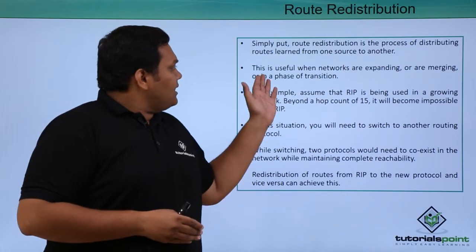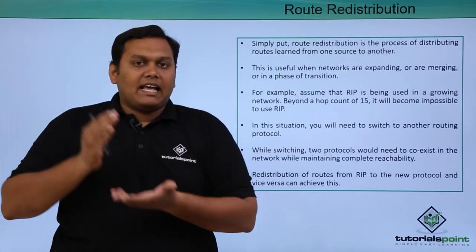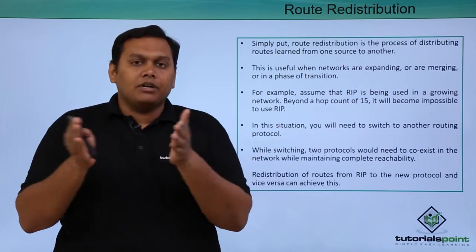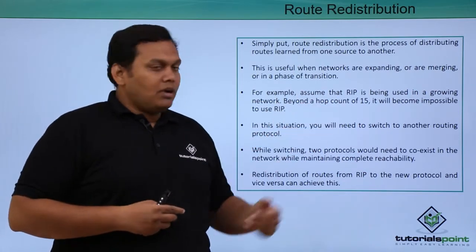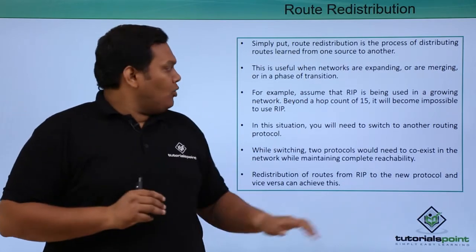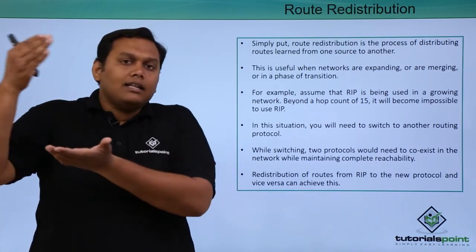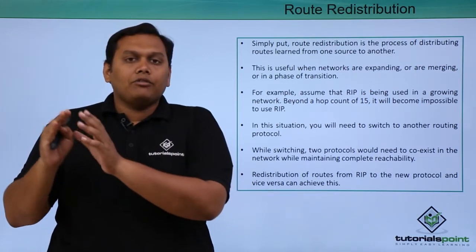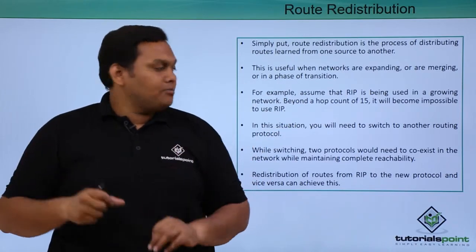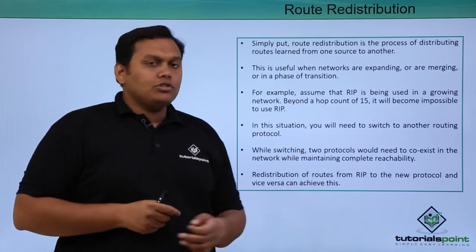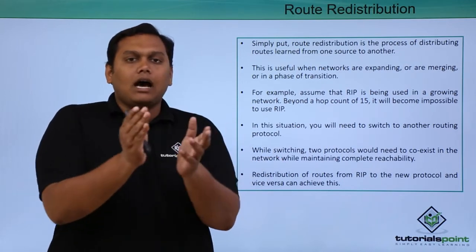When networks are expanding, in a phase of transition, or getting merged, these routes are redistributed. For example, assume RIP is being used, but 15 is the maximum hop count for RIP. For more than 15, what will you do? You have to use a different protocol and have an integration between RIP and the other protocol. So in this situation, you will need to switch to another routing protocol, as I said. It might be another routing protocol used together with RIP.